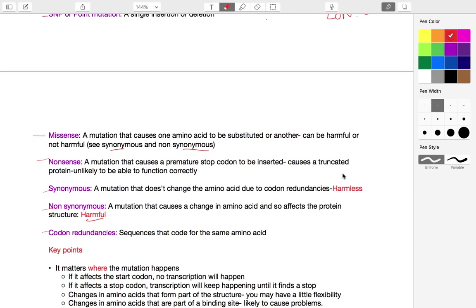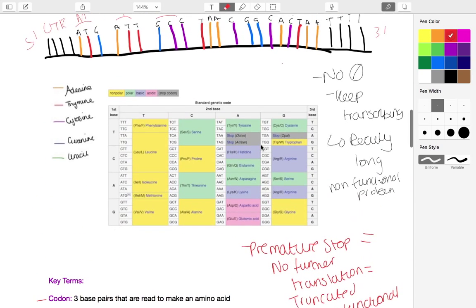Okay, so the next one is a nonsense mutation. So we've actually just covered that one, so we did that one a little bit prematurely. A nonsense mutation causes a premature stop codon to be inserted and causes a truncated protein unlikely to be able to function correctly. So we've just covered missense and nonsense. So a missense mutation, we'll do a little bit of a different one.